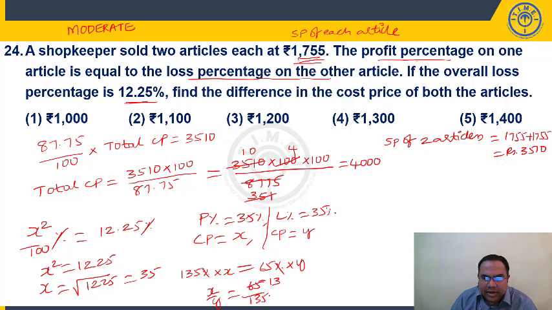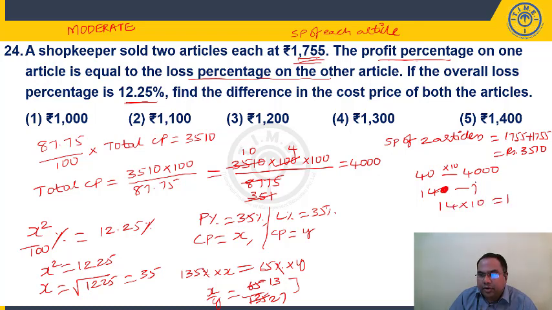That is 13 by 27. So what is the total cost price? 40 parts. 40 parts is how much? 4,000. That's the total cost price. We want the difference. The difference between 13 and 27 is 14 parts. How much is that? 40 into 100 is 4,000, so 14 into 100 is 1400.